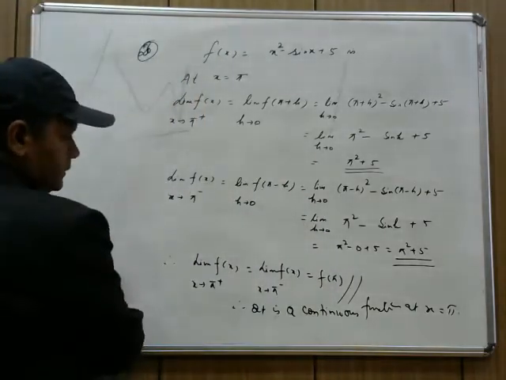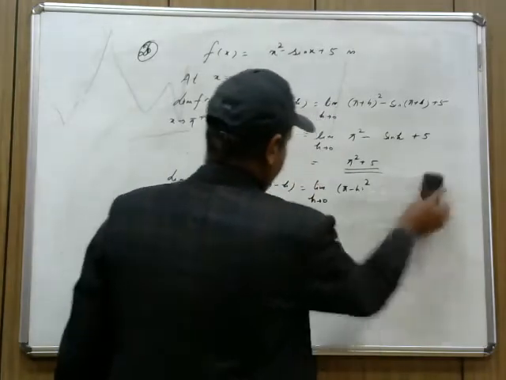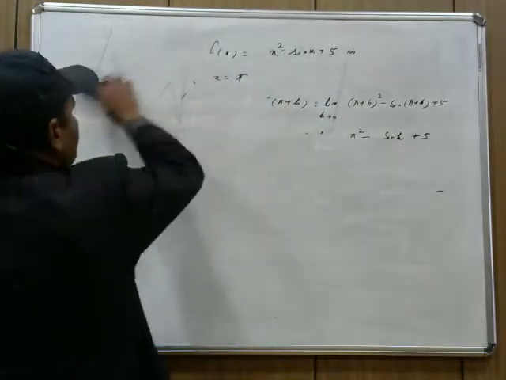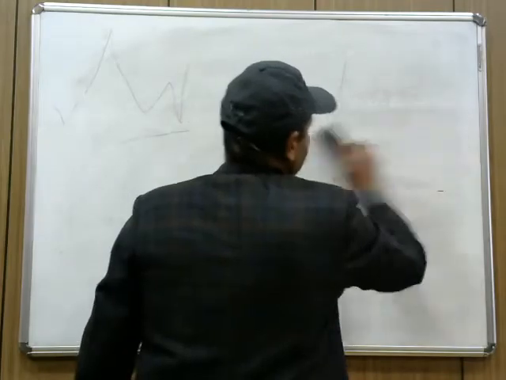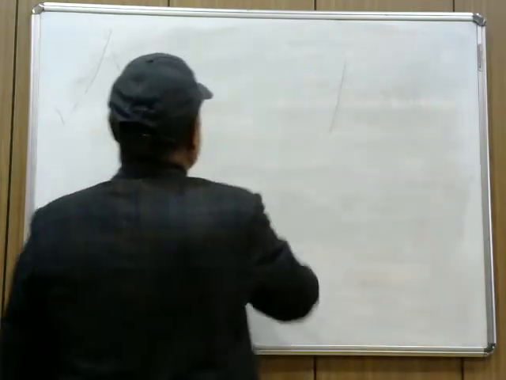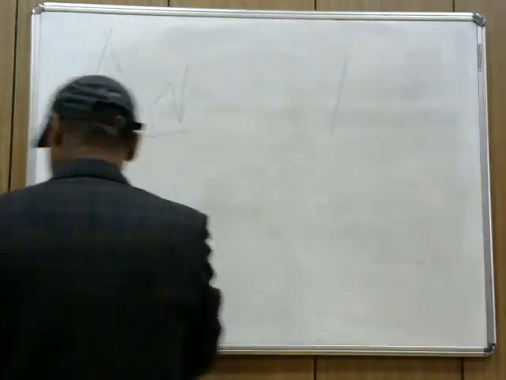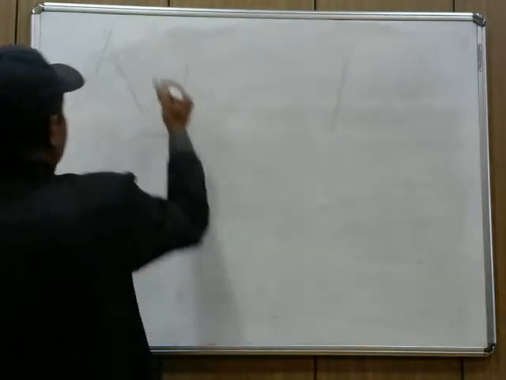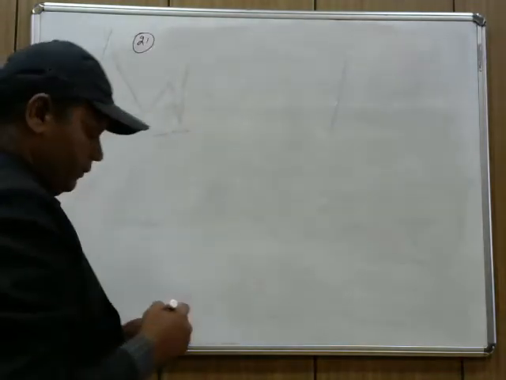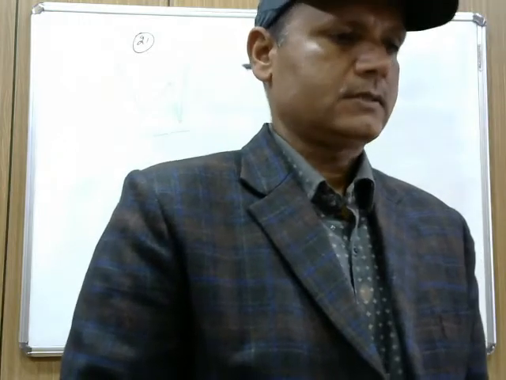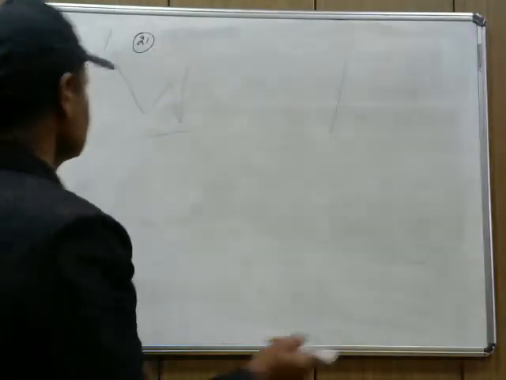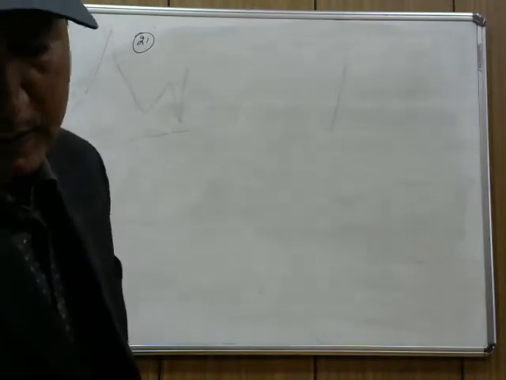in question number 21, the given question is: discuss the continuity of the following functions. f of x is equal to sin x plus cos x. f of x, discuss the continuity of the function a.